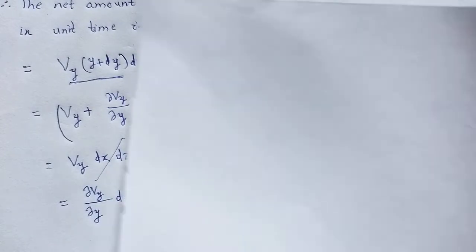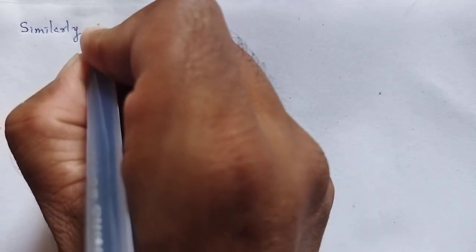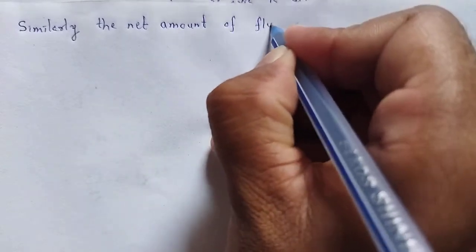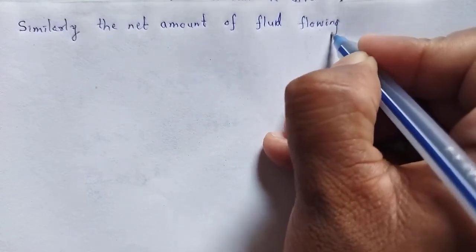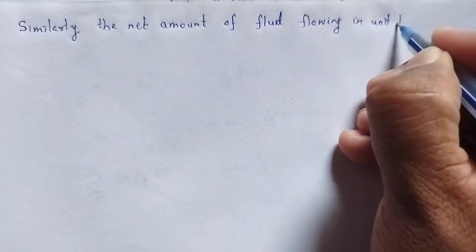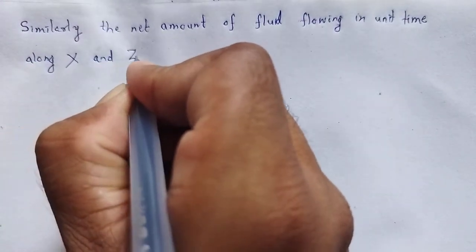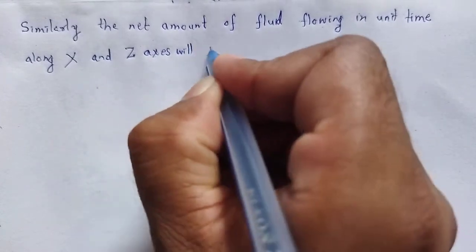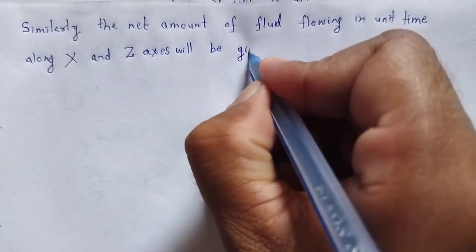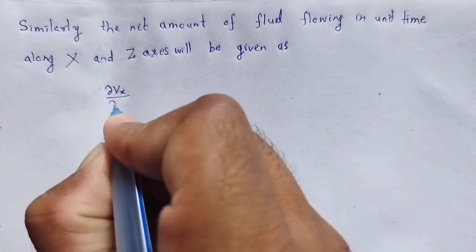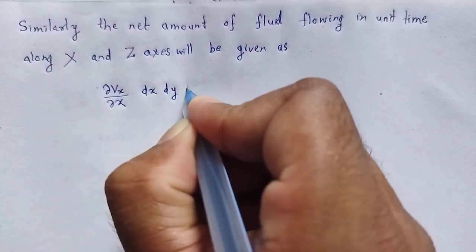Now we write, similarly, the net amount of fluid flowing in unit time along x and z axis will be given as del Vx del x dx dy dz.